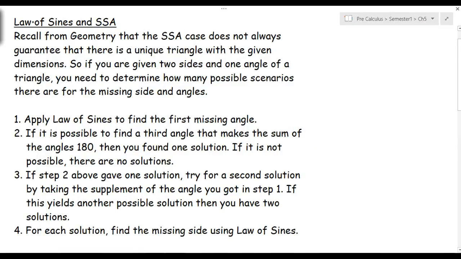Today we're going to take a look at law of sines again, but this time with a special case where we have two sides and an angle not included in between them. You might remember from geometry, you learned several triangle congruence theorems, like SSS, ASA, and so on.